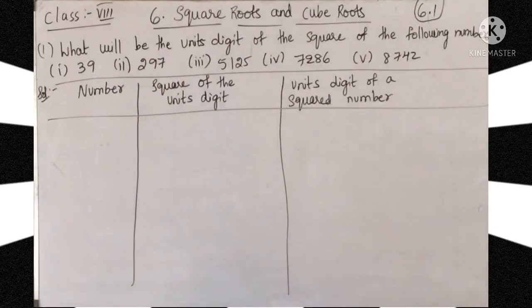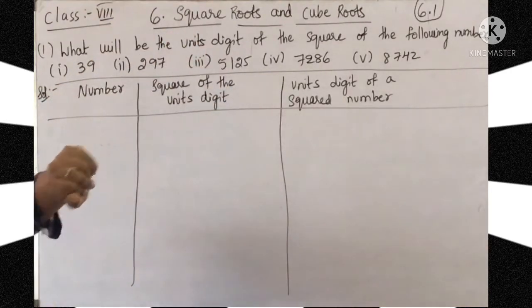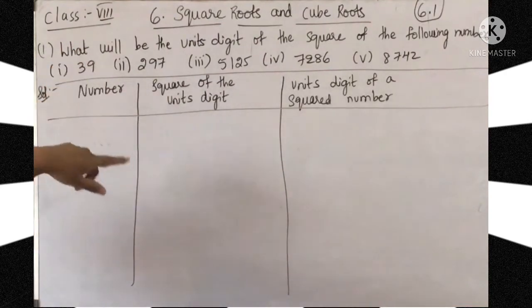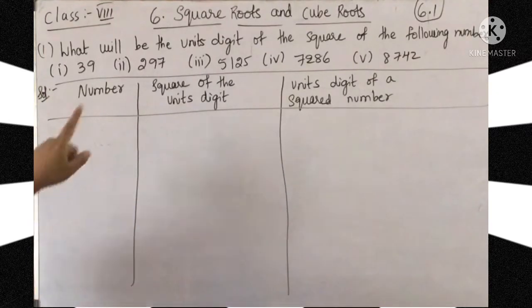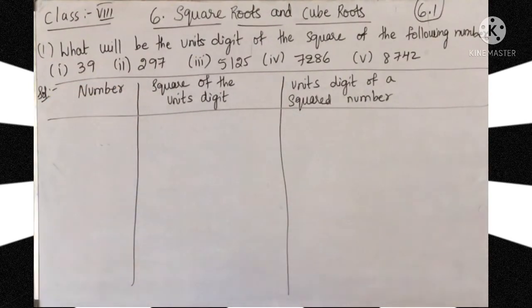Okay, first question. What will be the units digit of the square of the following numbers? They are given 39, 297, 5125, 7286 and 8742. They are asking only the units digit. For that, there is no need of multiplying the number with the same number. You know, a square number is nothing but multiplying the number with the same number, right? So no need of finding the multiplication and then the units digit. Just find the square of the units place digit, and you will get the units digit of the square number.